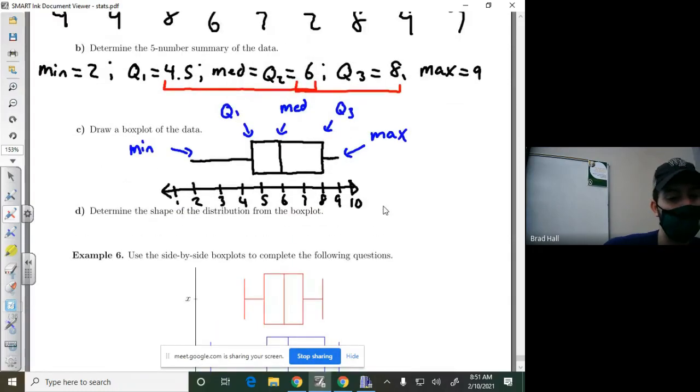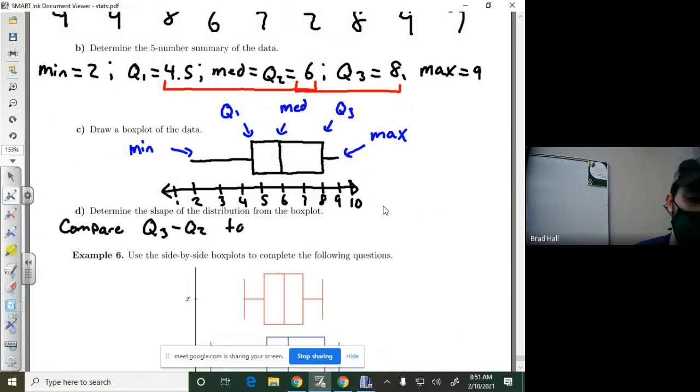Now, personally, I was getting a little tripped up on how to distinguish between these kind of contradicting ideas. What my math lab and the book recommended was comparing Q3 minus Q2 to Q2 minus Q1. This was the way in which the book suggested trying to analyze this in your head.